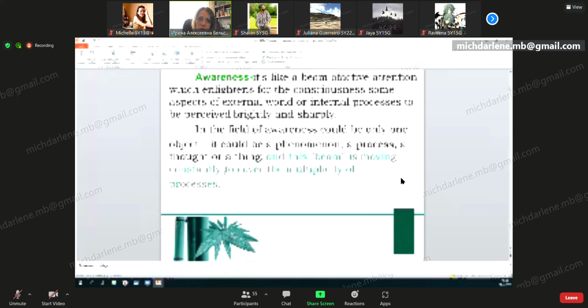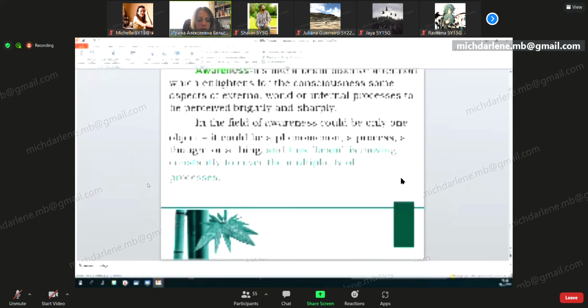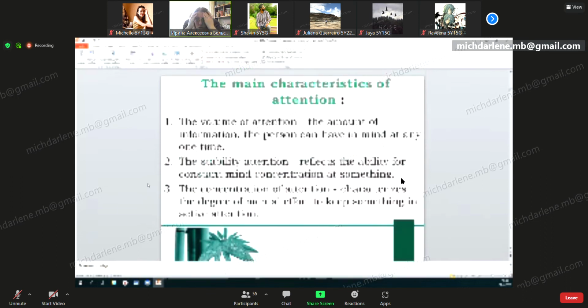When we speak about attention, it's very necessary to characterize attention. How can we characterize attention? There are main characteristics of attention. First of all, it's the volume of attention, then stability of attention, then concentration of attention. The fourth one is switchover of attention. The fifth one is selectiveness of attention.